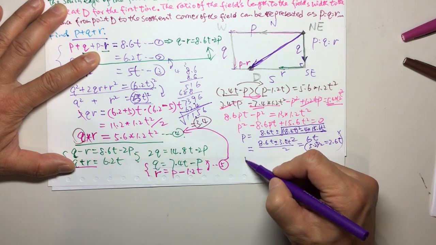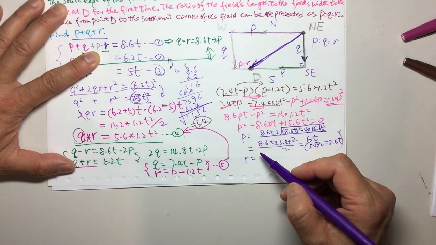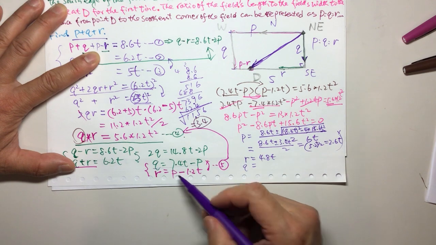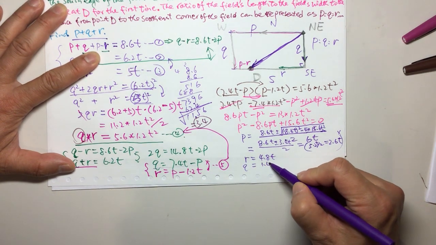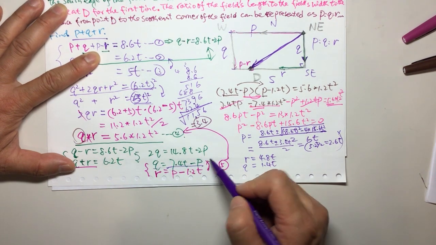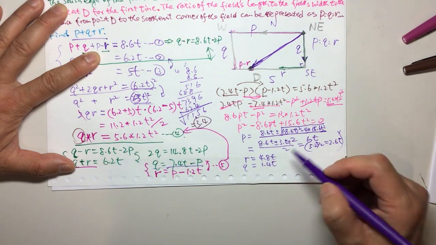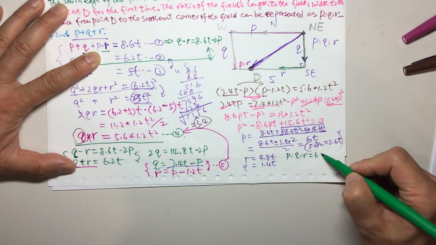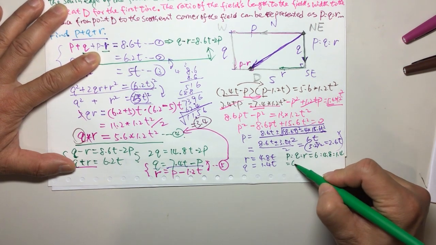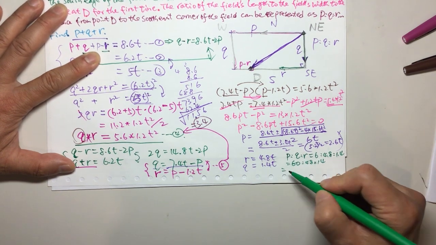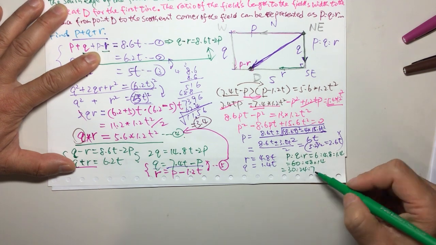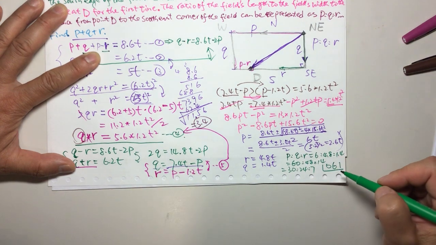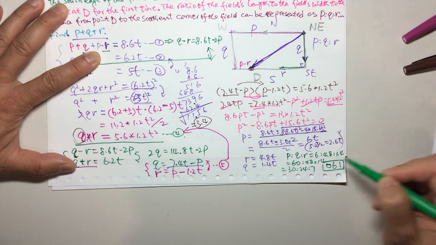Then we get R equals 6T minus 1.2T, which is 4.8T. And Q is 7.4T minus 6T, so it is 1.4T. Now we got P to Q to R equals 6 to 4.8 to 1.4, which equals 60 to 48 to 14, so 30 to 24 to 7. So putting them together, 30 plus 24 plus 7 is 61. That's the final answer. We got it.